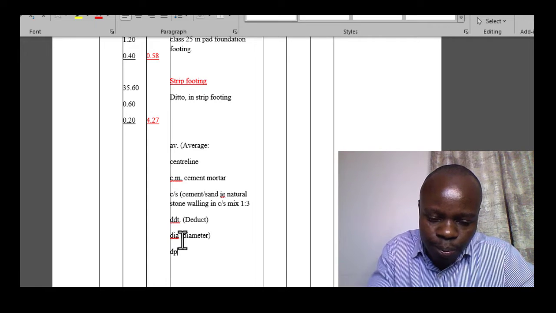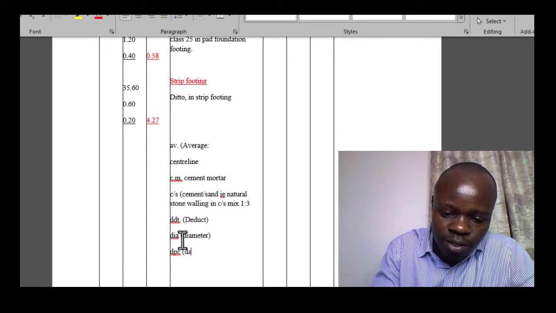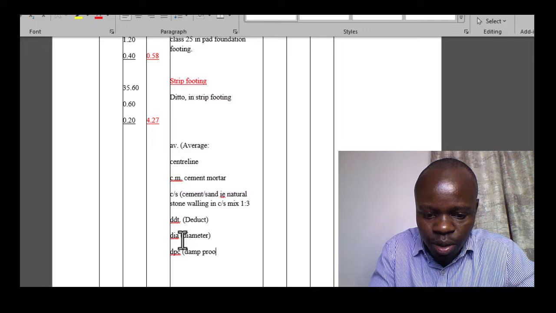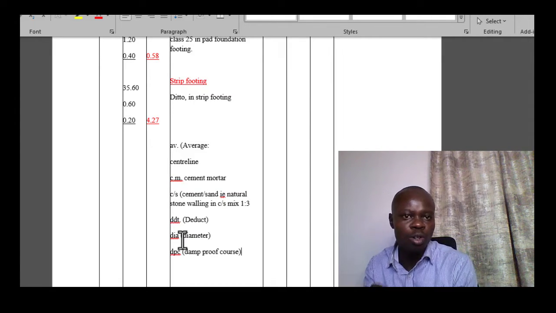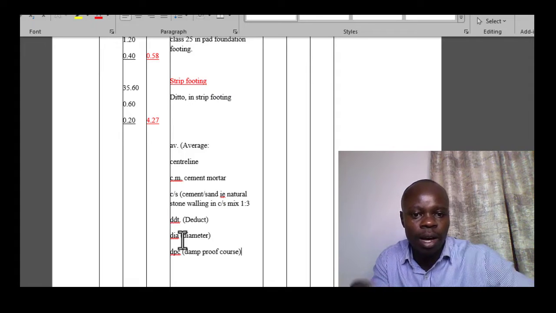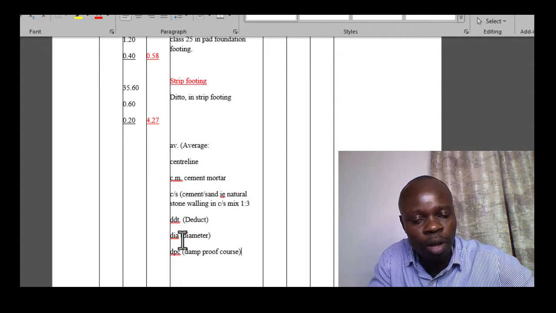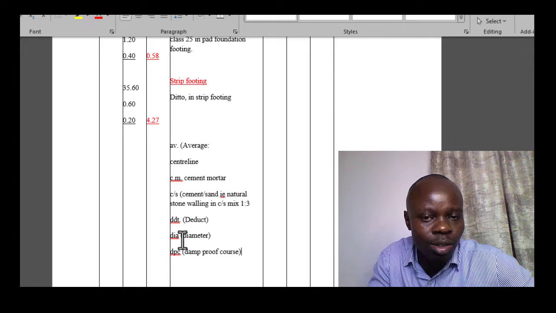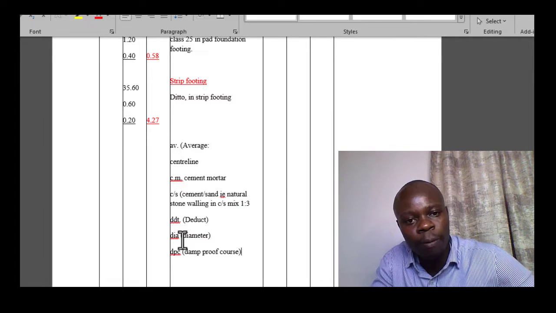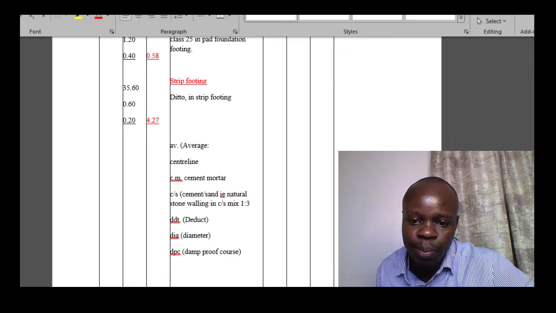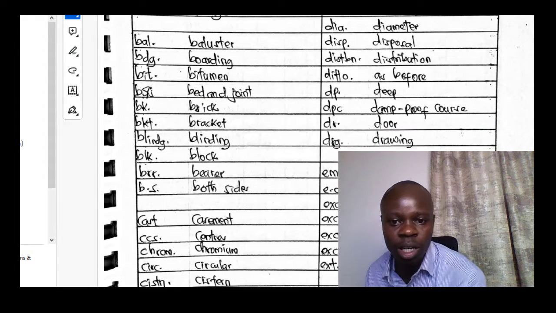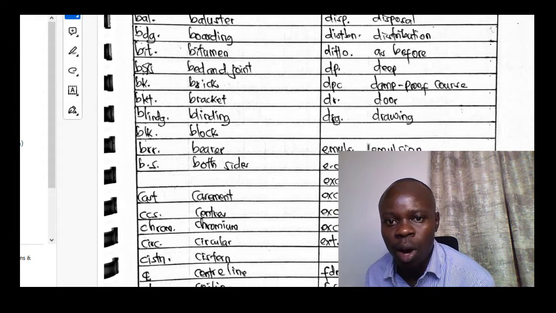and then DPC stands for damp proof course. So damp proof course, as the name suggests, is now the management of the rising damp from the ground up the wall. Okay, so in that case you have that damp proof course. So when you are describing the same, then it's normally abbreviated as DPC. So if you're wondering what that normally stands for, then you have your answer.